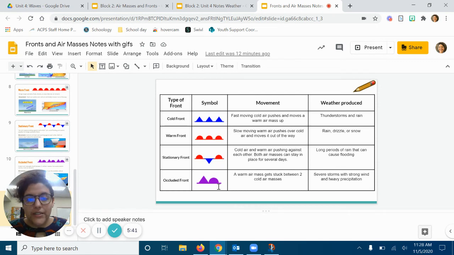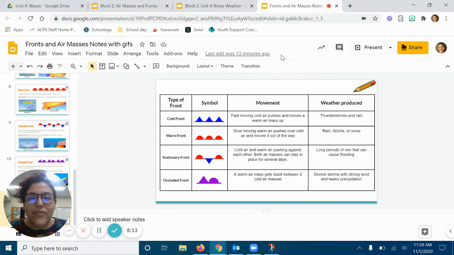So to review, a cold front creates thunderstorms and rain. A warm front creates rain, drizzle, or snow. Stationary front can cause long periods of rain, which leads to flooding. And an occluded front can create severe storms with strong winds and heavy precipitation. So these are these big, angry thunderstorms or just really severe weather as well.